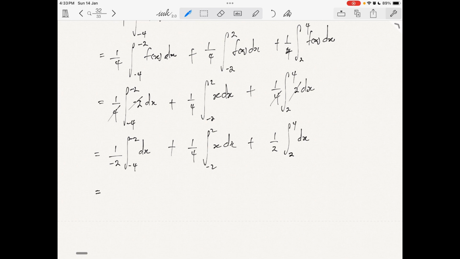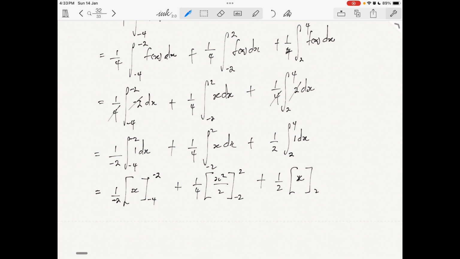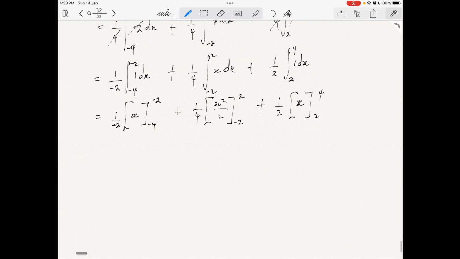So this is just like integrating a constant. We leave it as 1, and also leave this as 1. So when we integrate the functions, integrating 1 will give us x, and integrating x will give us x squared over 2, and integrating 1 will give us x from 2 to 4. So the next thing is to input the individual upper limits and lower limits.